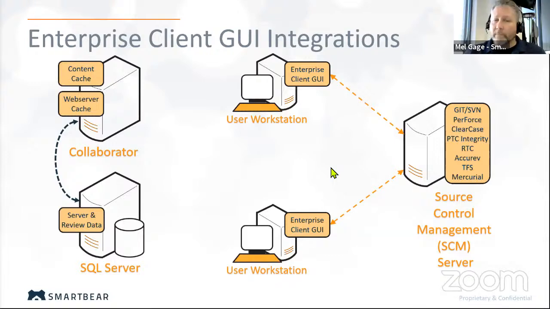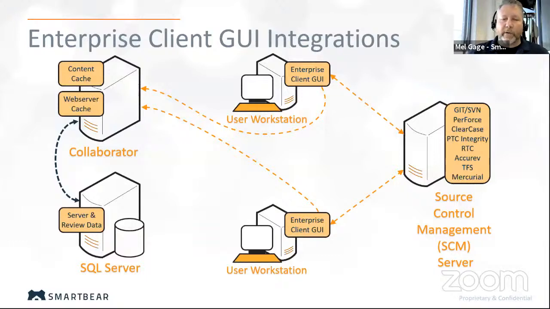All right, so moving on. The Enterprise Client GUI communicates to our source control management tools, and then it is used to create our reviews in the Collaborator server. The Enterprise Client GUI attaches materials, whether in a pre-commit review workflow or a post-commit review workflow.